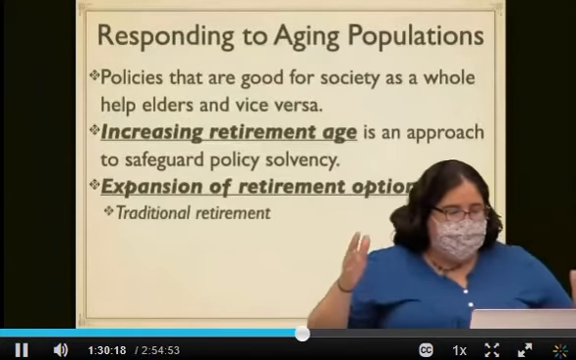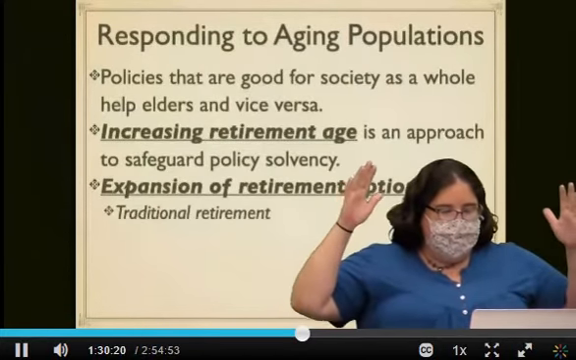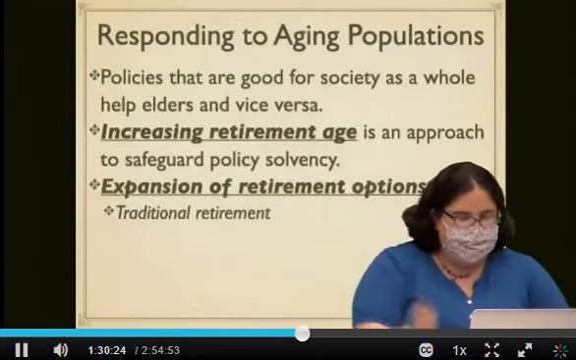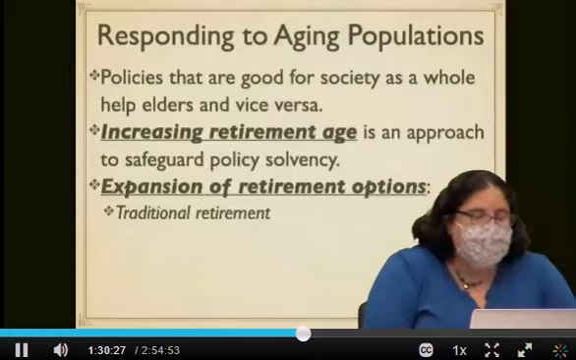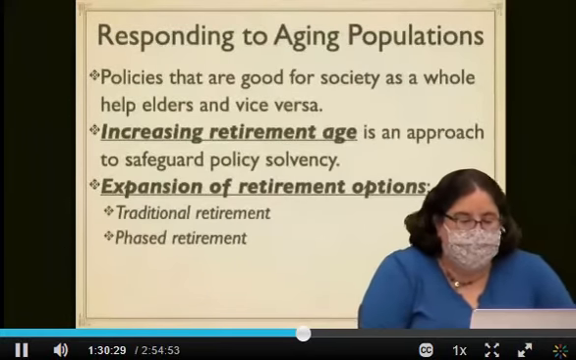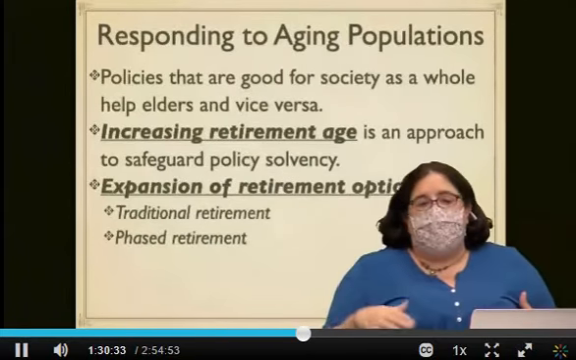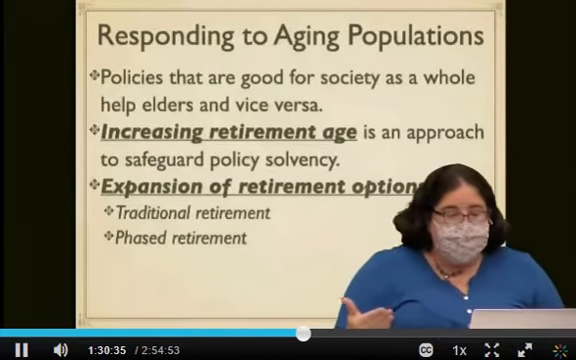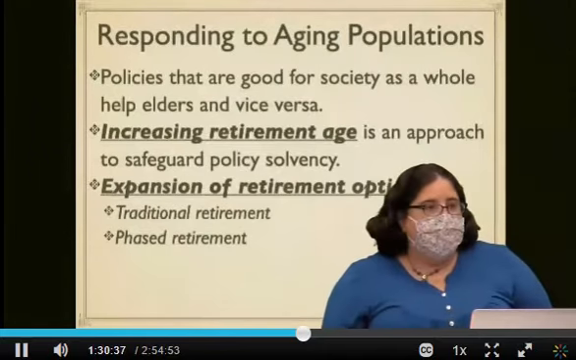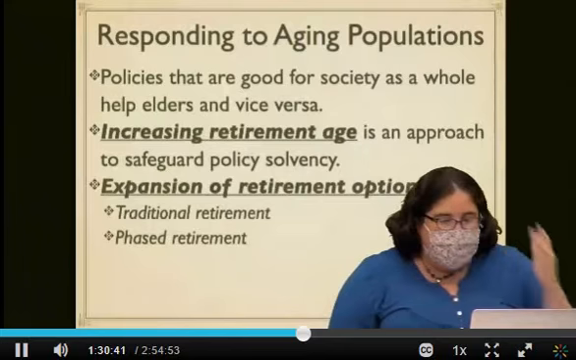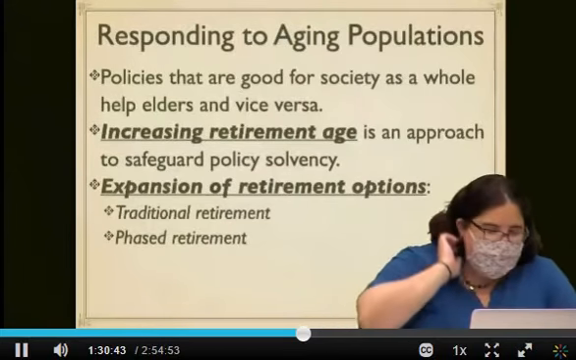There is the traditional retirement where you remove yourself from the labor market entirely, right? I'm done working. But there's been an increase in phased and partial retirements. Phased retirement is where a person reduces the number of their hours, but they continue to work. So they might go part-time, right? Or they might work 30 hours instead of 40, or 10 hours, or whatever.